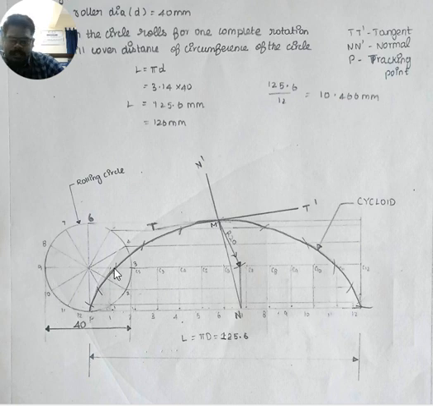Then divide the circle into 12 equal parts. A circle equals 360 degrees, so dividing into 12 equal parts, 360 divided by 12 equals 30 degrees. By taking 30 degree markings on the circle, you divide it into 12 equal parts. Then give the numbering in anti-clockwise direction.